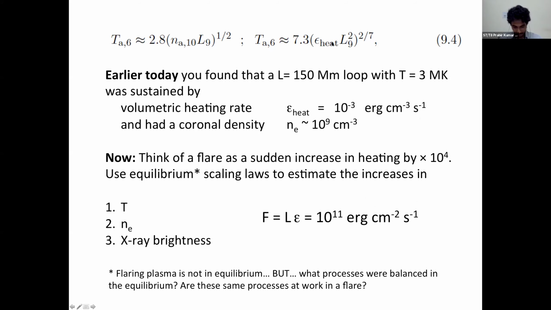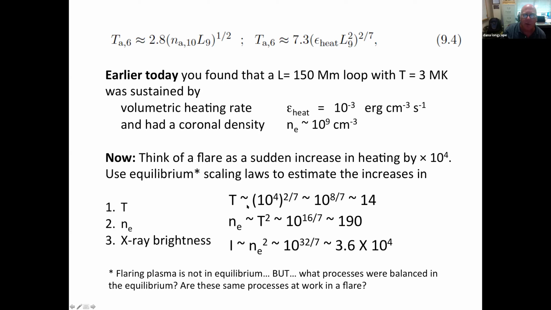Oh, sorry, I did it the opposite way. The temperature goes as epsilon to the power 2 over 7. So 10 to the power what? 10 to the 4 times 2 over 7, which is 10 to the power 8 over 7, which in my books is about 1. So the temperature will increase by basically a factor of 10. 14, in fact. I did actually use a calculator for that one, and I think I got that right.